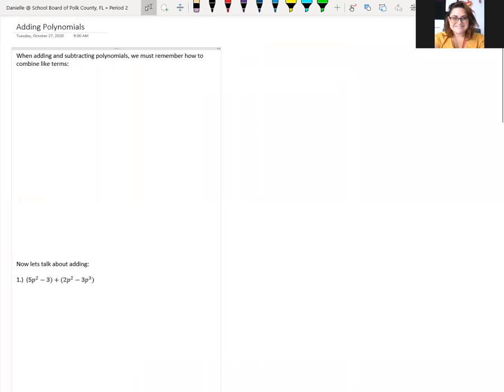So we're going to talk about adding polynomials next. And before we talk about adding polynomials, we need to talk about how to do so. When you're adding or subtracting polynomials, we have to combine like terms. And like terms means terms that are similar. So we can put constants together. We can put our variables together.